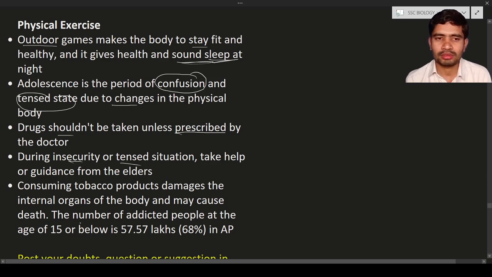If you see in Andhra Pradesh, 68% of the individuals at the age of 15 or below are tobacco addicts. That is roughly around 57.57 lakhs people who have become addicted to tobacco. So consumption of drugs, consumption of tobacco, or smoking tobacco is not at all good for the health.